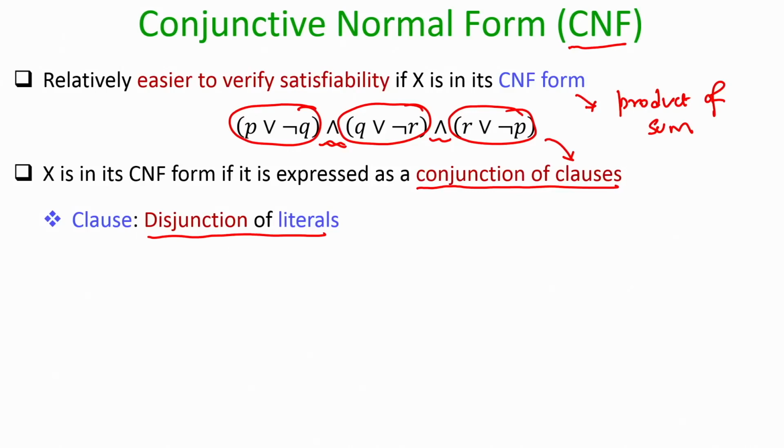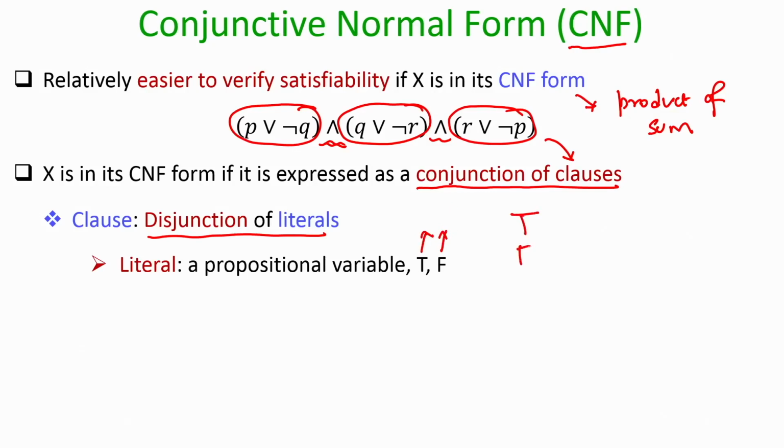Now, the next question is, what is a literal? My definition of a literal here is, a literal is either a propositional variable or the constants true or false. So, here T stands for true, F stands for false, and these are my constants. So, a literal can be either a propositional variable or one of these two constants, true or false.